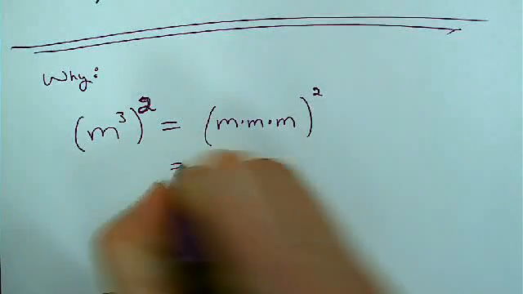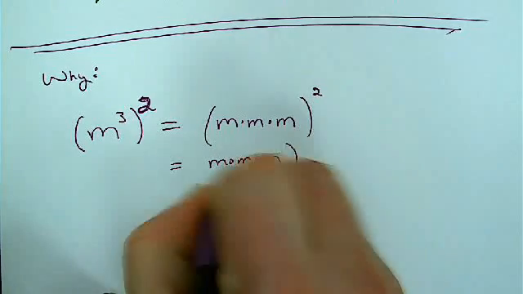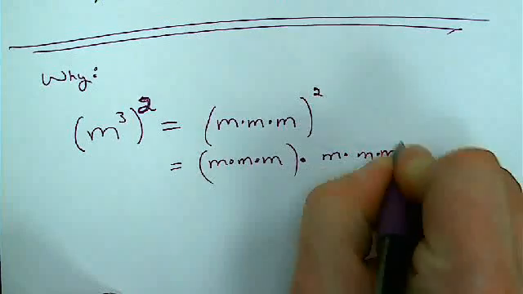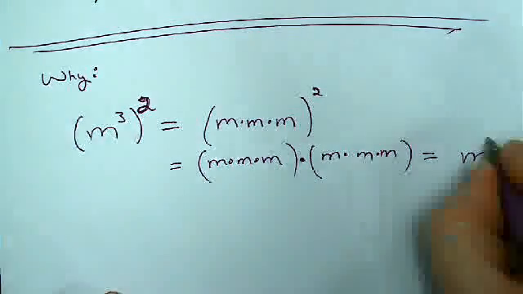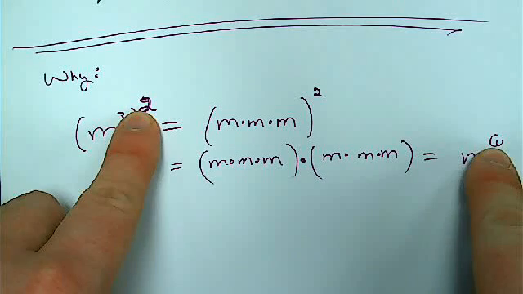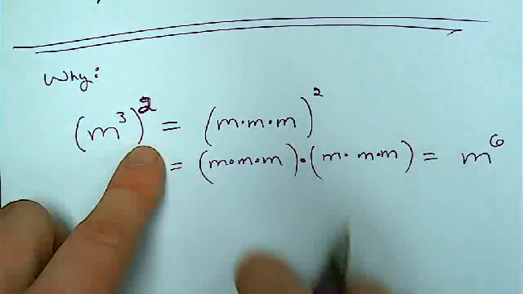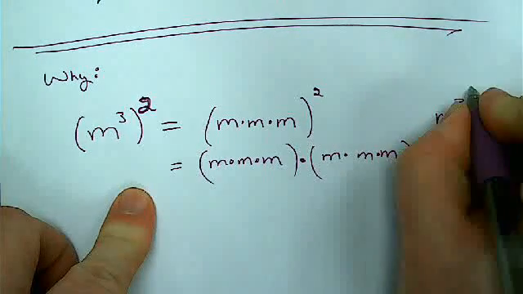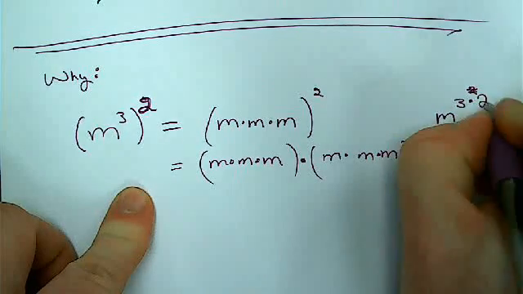So this is really m times m times m times m times m times m. So how many m's is that? 6. So how do I go from my 3 and 2 to get 6? You times them, multiplying. So this is really m to the third squared, I'm sorry, times 2.